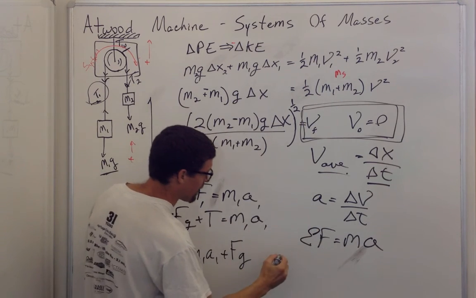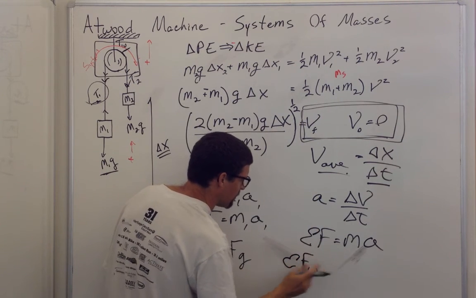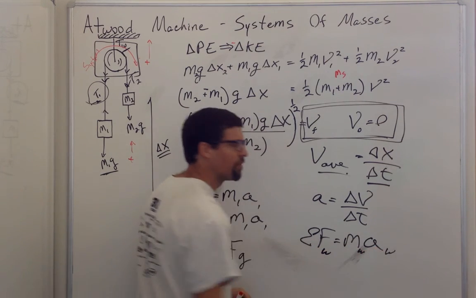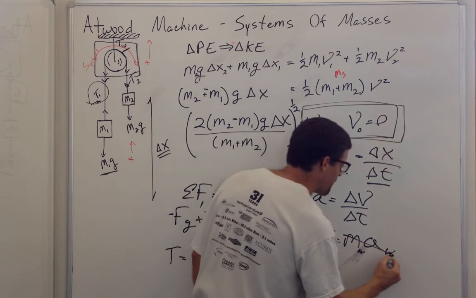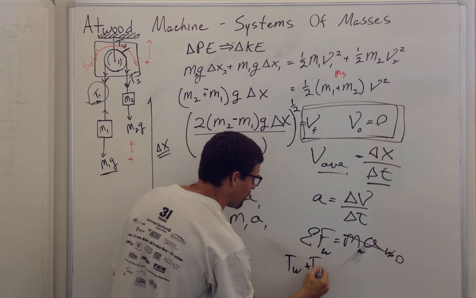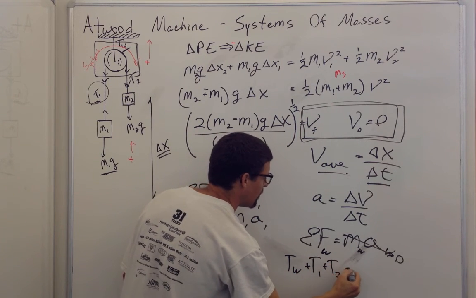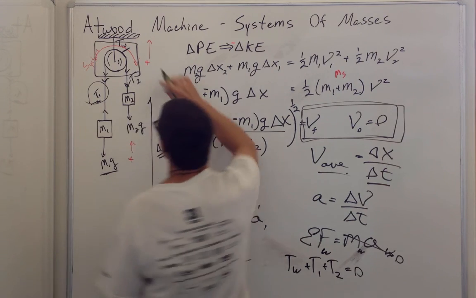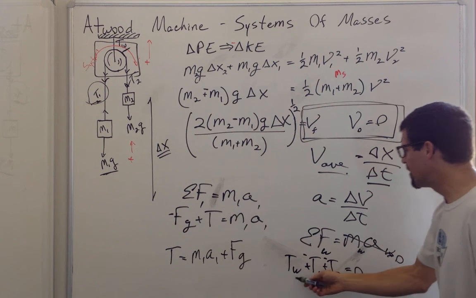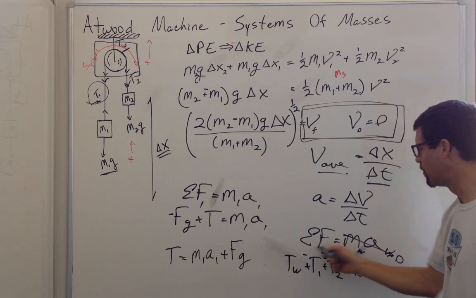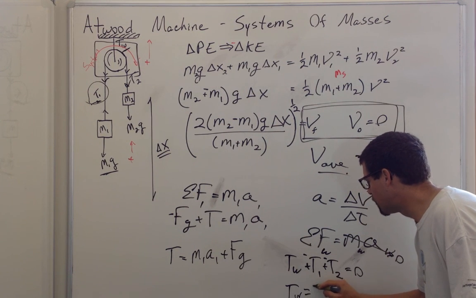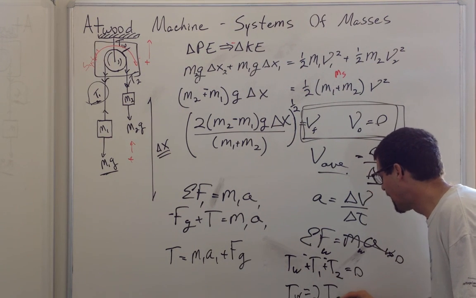So we would say the vector sum of the forces on the wheel is equal to the mass of the wheel times the acceleration of the wheel. If this is 0, because it's in equilibrium, we would just say tension wheel plus tension 1 plus tension 2 is equal to 0. And your accountant comes in and says this is positive and these two are negative. So we can see the tension in the wheel is equal to the sum of these two. And if these are the same, then the tension in the wheel is equal to 2 times the tension on either string.